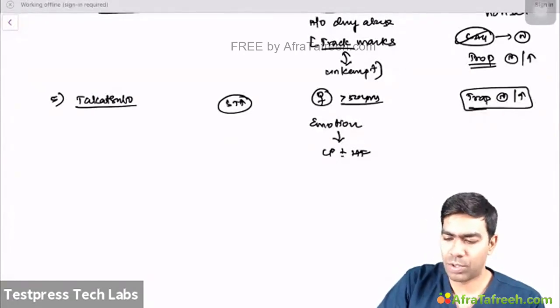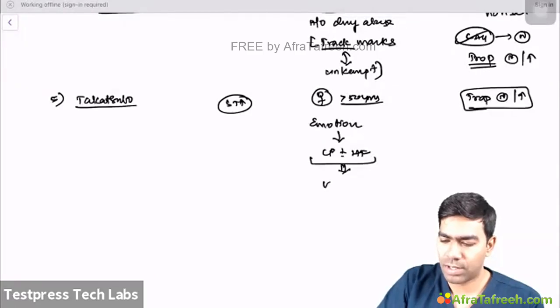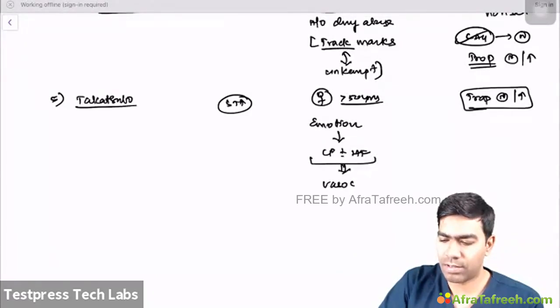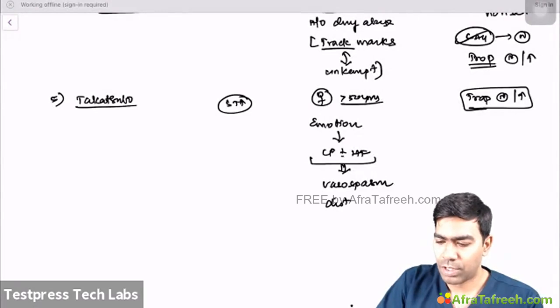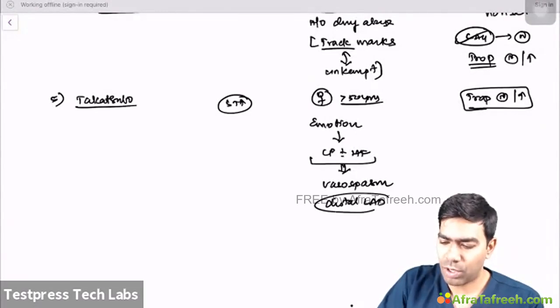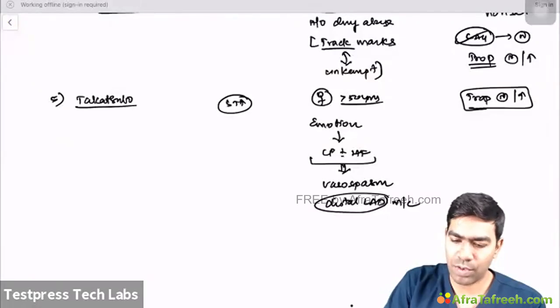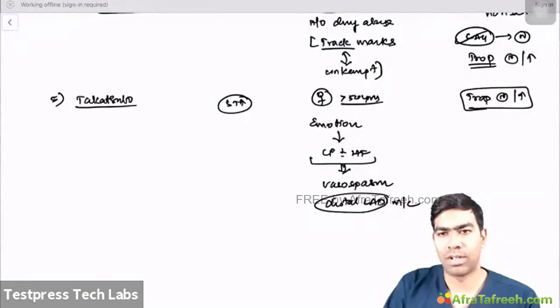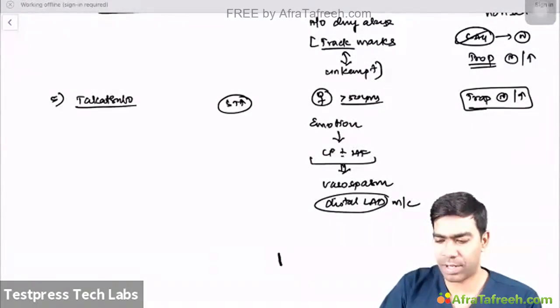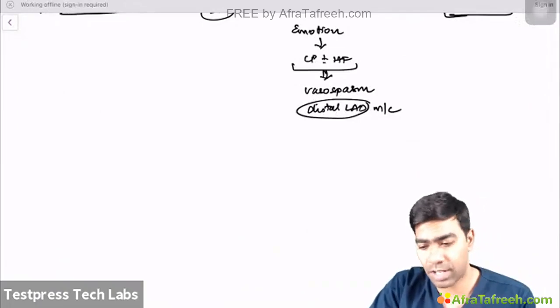And what's going to happen is during this sudden emotion, once again, you're going to get a sudden vasospasm. But more importantly, yes, that's a very, very good question, Ishan. That's what I'm going to tell. So they're going to affect the distal LAD more. Distal LAD is the most common area to go for vasospasm due to unknown reasons. So if the distal LAD goes for vasospasm, what is actually supplying the distal? I mean, distal LAD is supplying which area? Which area of the heart?